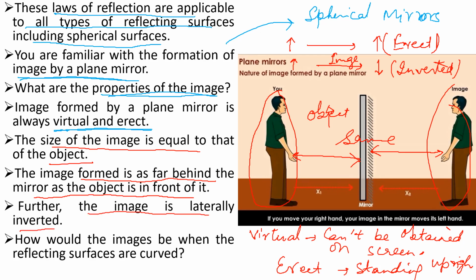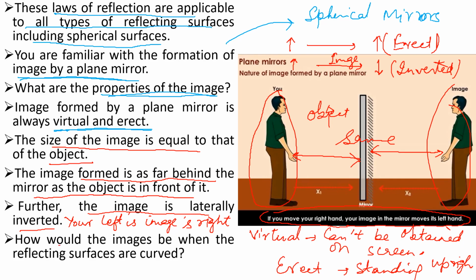Okay, now the image is laterally inverted. Laterally inverted means here it is written, if you move your right hand, your image in the mirror moves its left. So laterally inverted means your left is the image's right and vice versa, means in your body whichever is the right part, when you will see in the mirror it will appear as a left part. You must have noticed that, isn't it?